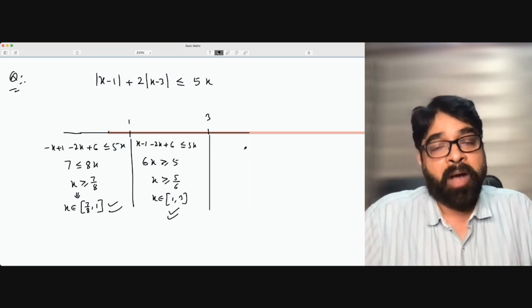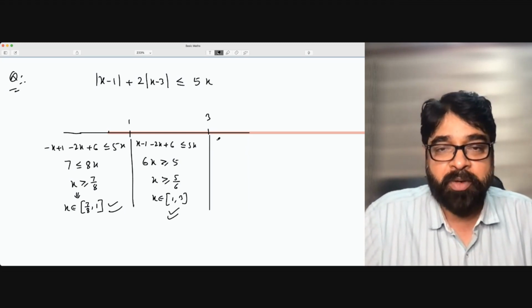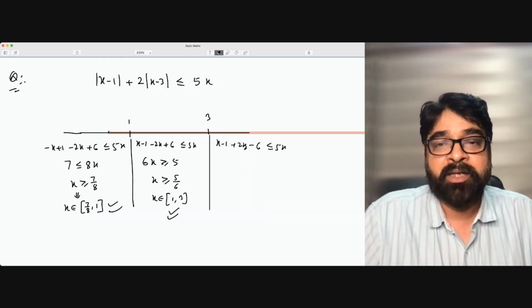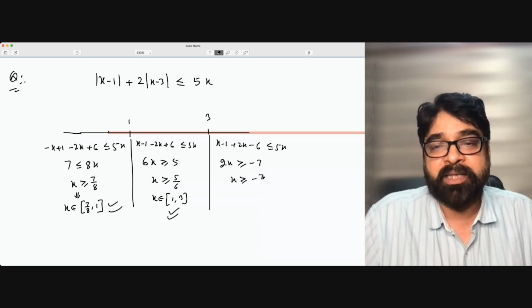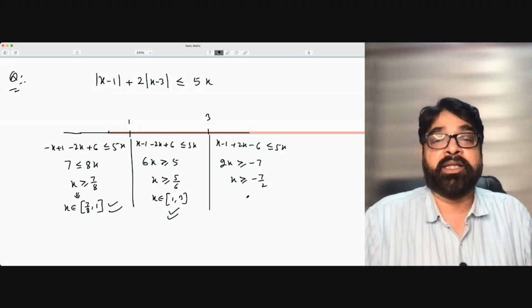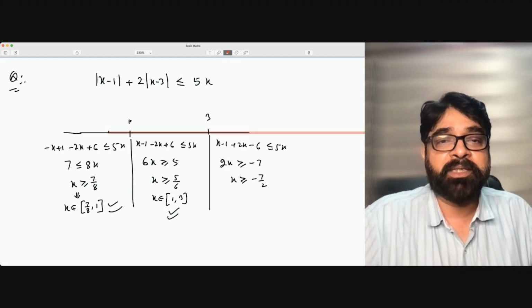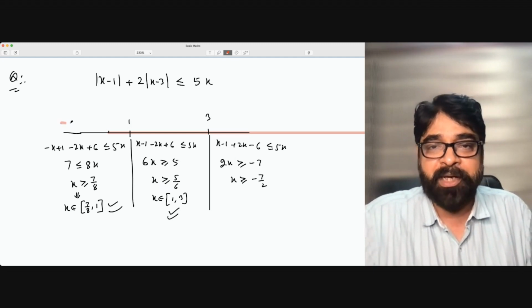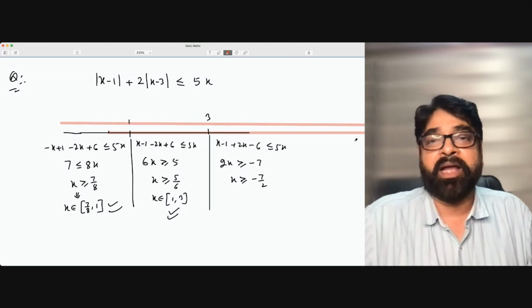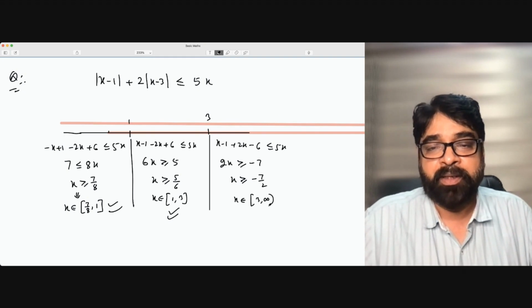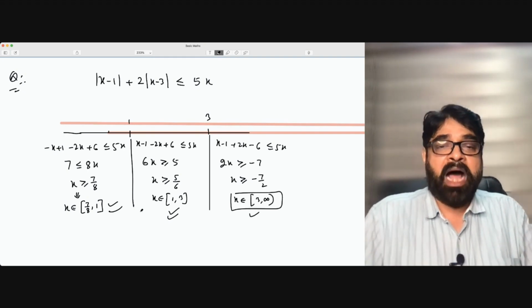Now, after 3, what will happen? Everything is positive: x minus 1 plus 2x minus 6 less than or equal to 5x. 2x plus x, 3x, goes to that side, 2x greater than or equal to minus 7. x greater than or equal to minus 7 by 2. This is saying x is greater than or equal to minus 7 by 2. Where is minus 7 by 2? Somewhere here. It's saying this complete area, but my area is after 3 only. So I will say x is from 3 to infinity. This is also accepted, which means all of 3 onward is the answer.